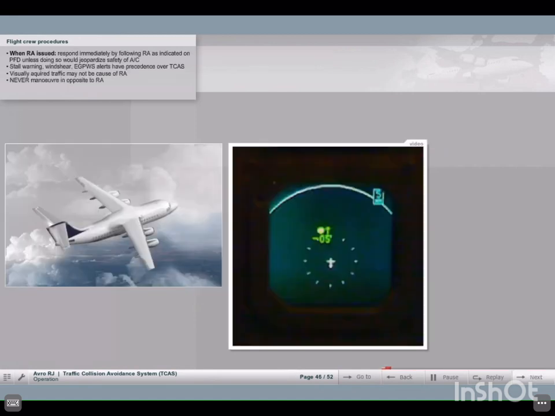In the event of an RA, respond immediately by following the RA as indicated on the PFD, unless doing so would jeopardize the safety of the airplane. Note that stall warning, wind shear, and enhanced ground proximity warning system alerts have precedence over Tcas, and that visually acquired traffic may not be the same traffic causing an RA. Follow the RA even if there is a conflict between the RA and an ATC instruction, and never maneuver in the opposite sense to an RA.